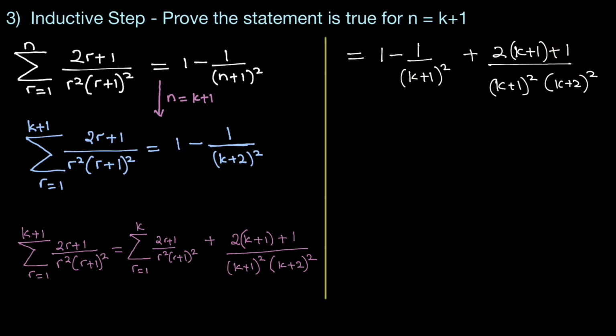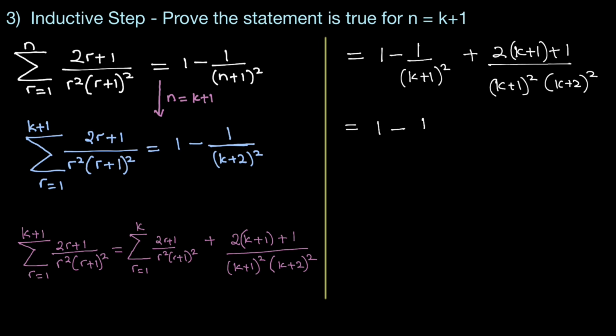Now we need to simplify this, but if we look at where we're going, we need 1 minus 1 over (k plus 2) squared. I just need to leave that 1 alone and work with this part, because I need that 1. Now we can carry on and simplify. What I need to do is make them the same denominator. This is (k plus 1) squared, and this is (k plus 1) squared times (k plus 2) squared. So if I multiply the numerator and the denominator by (k plus 2) squared, they will have the same denominator.